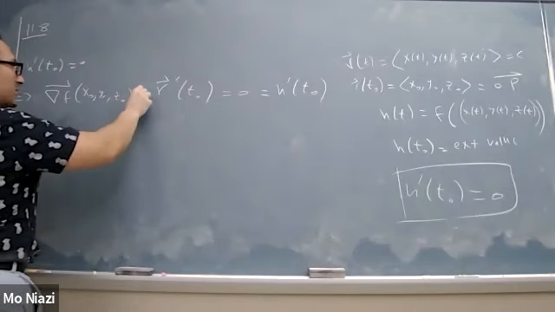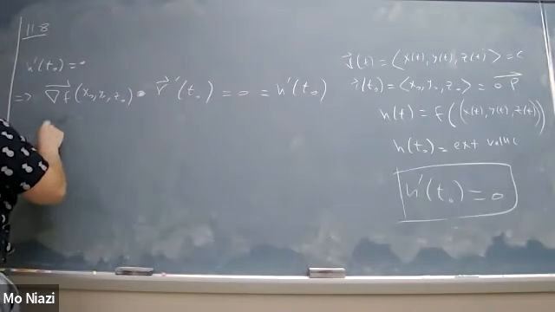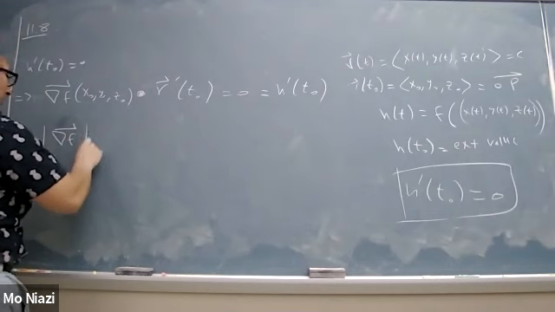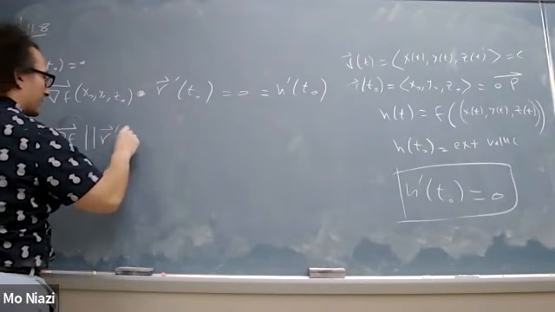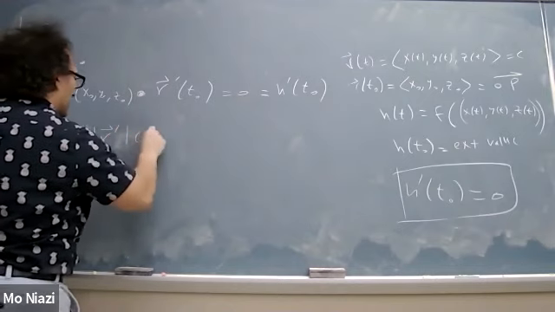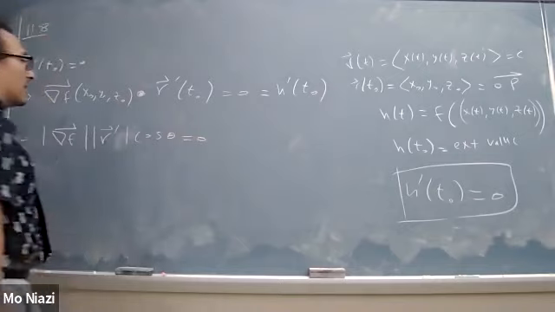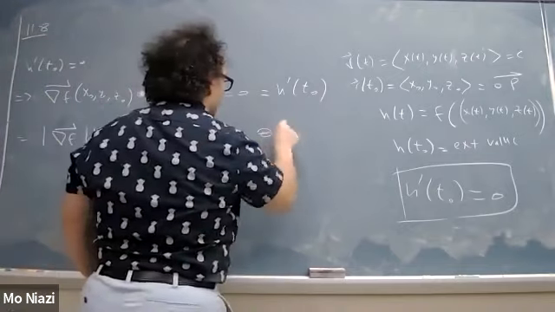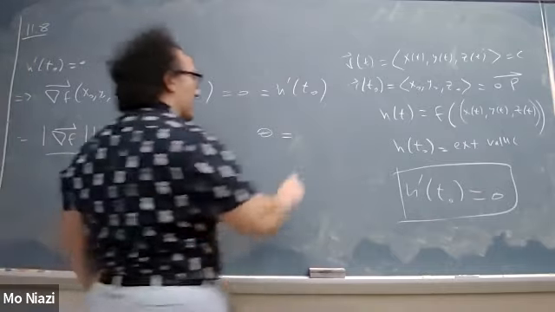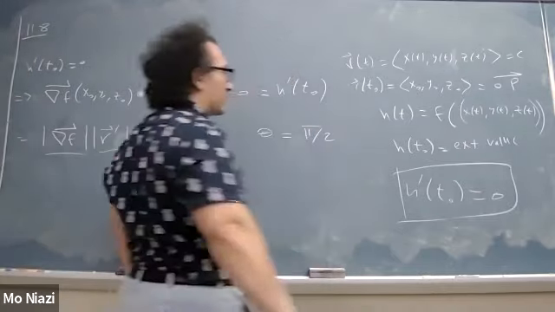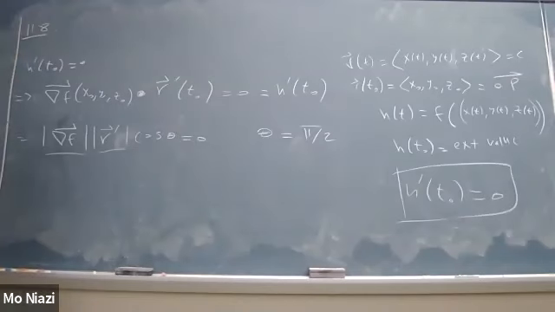Why? Because this is the dot product over here. And that means the magnitude of the gradient times the magnitude of the derivative times cosine of theta is equal to 0. And at what theta does cosine assume the value 0? Because we know these two are non-zero, that means cosine of theta must be 0. That implies theta must be pi over 2, because that's when cosine of theta is equal to 0. Okay?